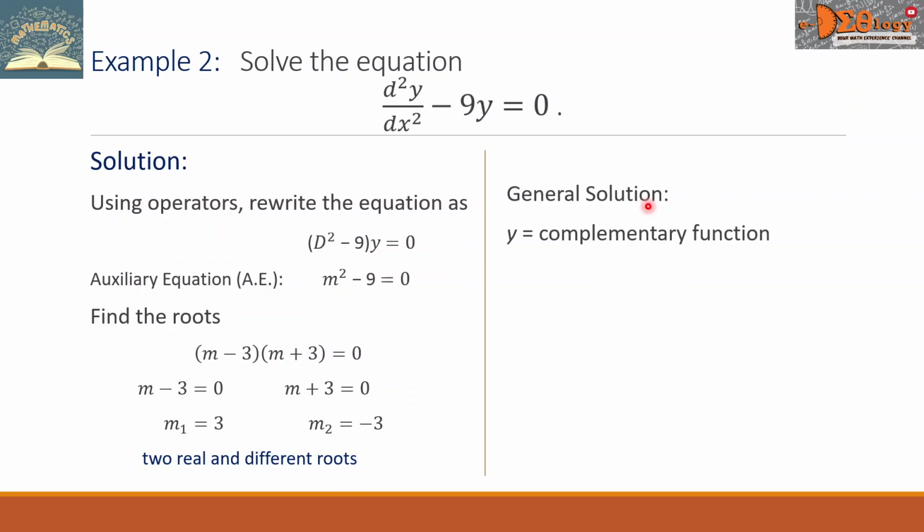For the general solution, we write y equals the complementary function. Based on our table a while ago, we have this equation. And then we substitute the values of m sub 1 and m sub 2 respectively. So we have the final answer: y equals c sub 1 times e raised to 3x plus c sub 2 times e raised to negative 3x.